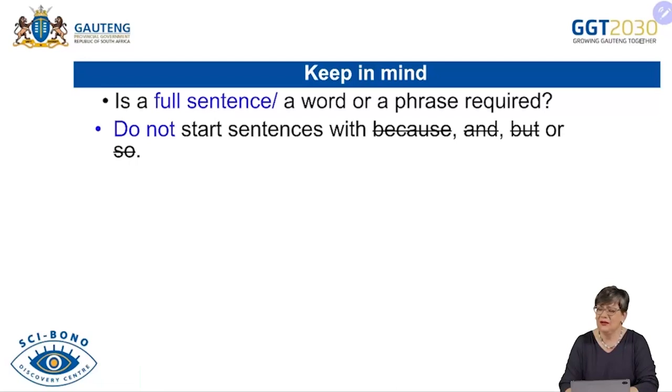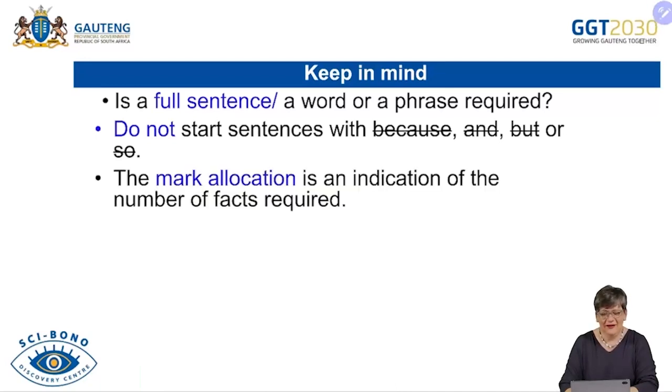Please remember, don't start a sentence with a conjunction like because, or, and, but, or so. You shouldn't start any sentence like that. The next thing you can look at, which is a really good indication of how much you have to write, is obviously your mark allocation. Always refer to how many marks each question counts. That will give you a very clear idea of how much you have to write.